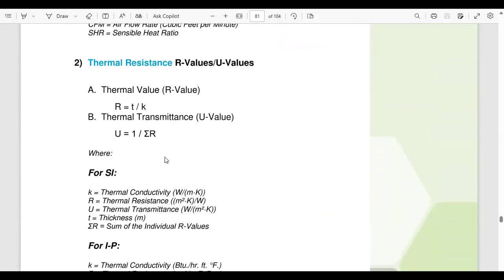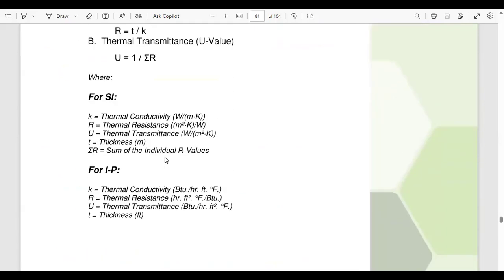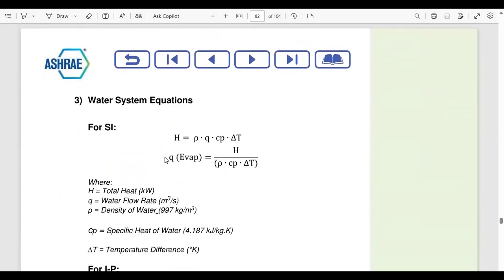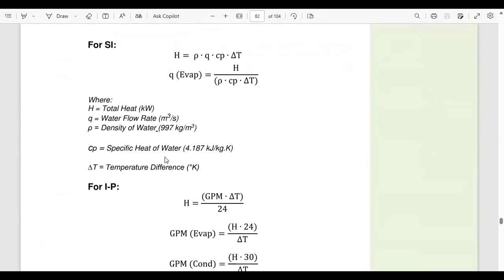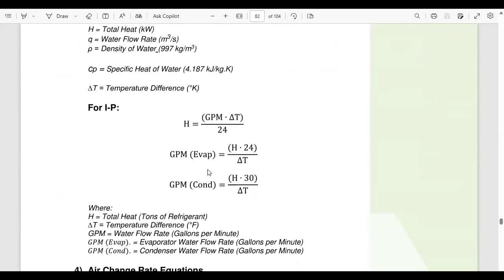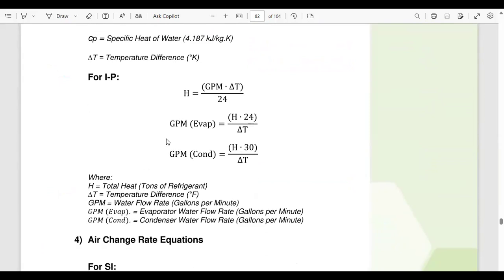And for thermal resistance, similarly, R value and U value, we get SI and IP units. We get the same thing for water system equations. All the relevant equations are in here. For instance, this is the equation for chilled water flow rate calculation at the chiller, and this is the equation for cooling water calculation at the cooling tower.